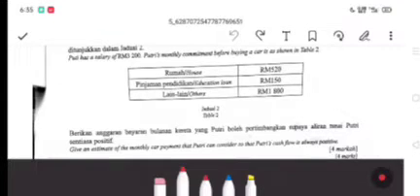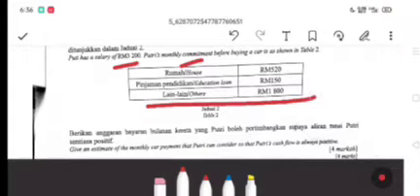Question 10. Putri has a salary of 3,200 ringgit Malaysia. Putri's monthly commitment before buying a car is as shown in table 2. The commitment means expenses, so the following is all the expenses of Putri. Give an estimate of the monthly car payment that Putri can consider so that Putri's cash flow is always positive.